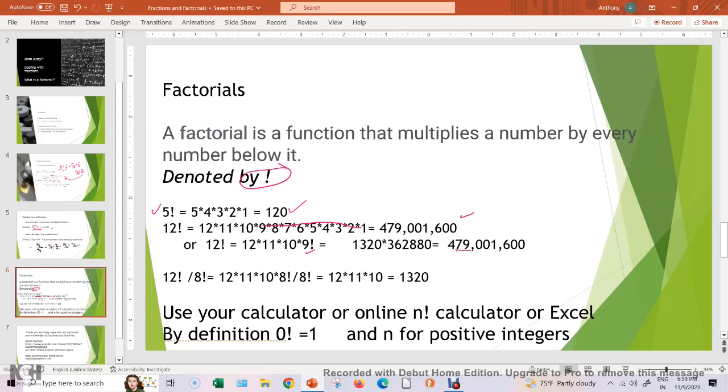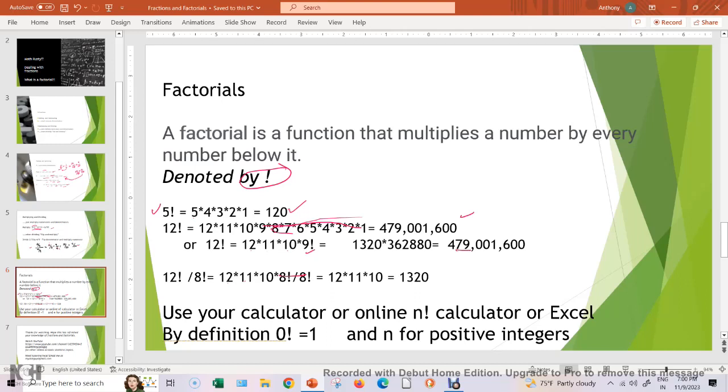Now, when you divide 12 factorial by 8 factorial, remember 12 factorial is 12 times 11 times 10 times 9 times 8 factorial, right? Here's 8 factorial right here. And you divide that by 8 factorial, they cancel out, and you just have 12 times 11 times 10, or 1320.